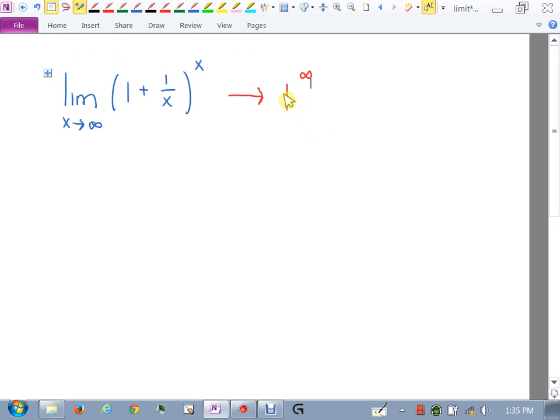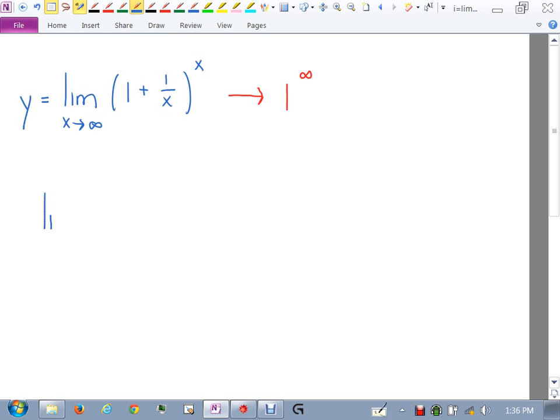So we have a 1 to the infinity. This does not look like L'Hopital's rule yet, right? We don't have 0 over 0. We don't have infinity over infinity. We don't even have 0 times infinity, which means we could drop 1 down. So as soon as you see the exponent as being part of the problem, you should be thinking what now? Natural log. Okay, so I'm going to call this whole thing y.